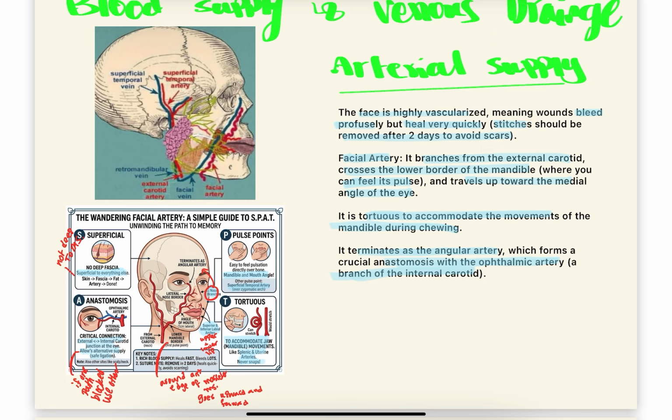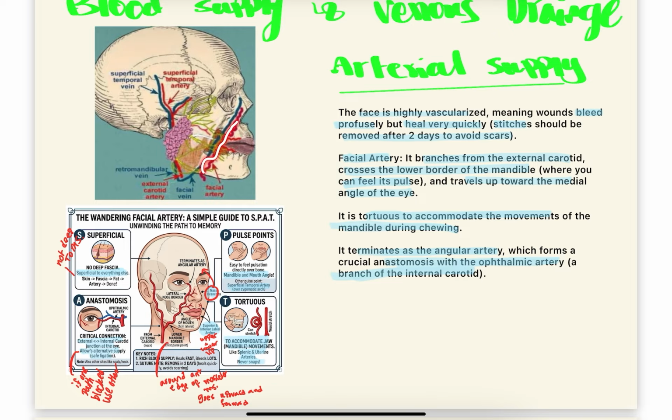Now, if we take a look here, I have the external carotid artery. This one will give me the facial artery, which is this tortuous artery, and we'll get to know why it is tortuous. So again, it comes from the external carotid artery. It will cross the lower border of the mandible, where we can feel its pulse right here. And then it will go up and end at the medial angle of the eye. It's tortuous in order to be able to handle the movement of the mandible. So when we are opening and closing the mouth and chewing, this facial artery will be able to handle it. That's why it's tortuous.